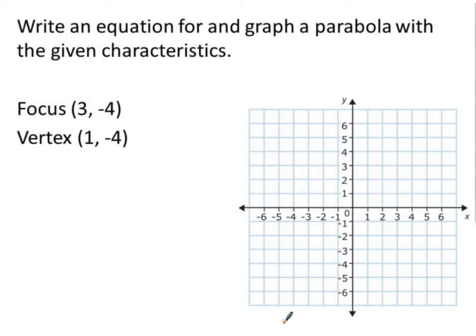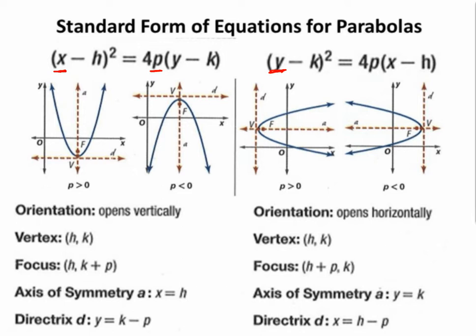So for this first one, they give us a focus and they give us a vertex. As you notice, the y values are staying the same. It's the x values that are changing. So if we look back at the standard forms, if the y values are staying the same, but the x values are changing, it means this is a graph that's going to open horizontally, and it's going to be in the form of (y - k)^2 = 4p(x - h). X minus h, no squared.